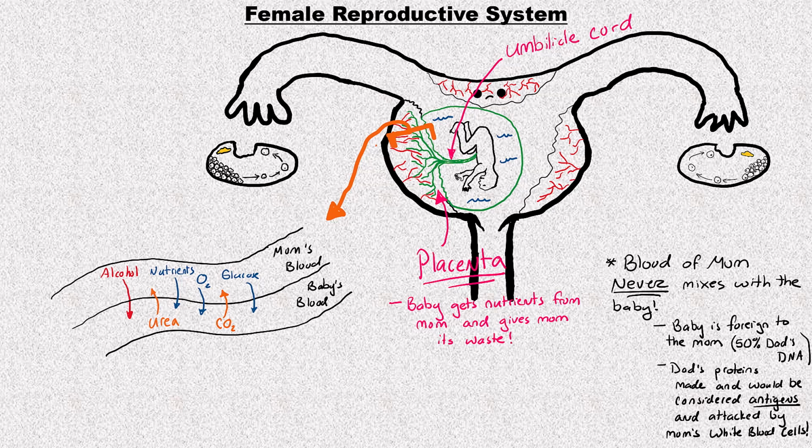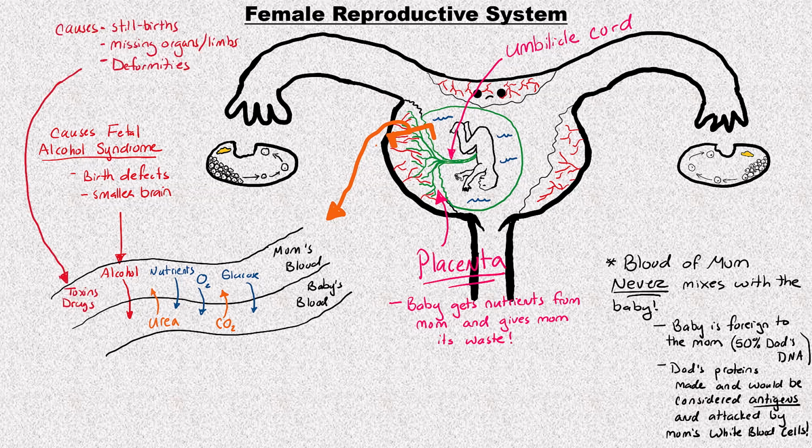Mom could drink alcohol, which is a terrible thing to do during pregnancy because alcohol is the number one cause of birth defects, undersized brains. It causes fetal alcohol syndrome, drastically causing negative changes in the baby's development. Same thing with toxins and drugs. They're going to cause stillbirths, missing organs, limbs, massive deformities. Doing drugs during pregnancy is the absolute worst thing you could probably do. And just in general, doing drugs or toxins, terrible thing to do. But that also includes medications, so mom has to be careful with what medications she takes as well.